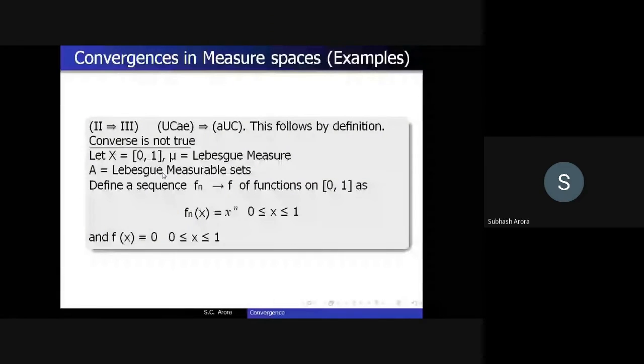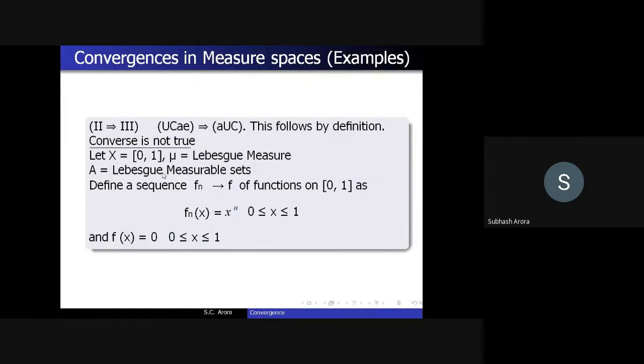Let us observe the reverse implication, that almost uniform convergence may not imply uniform convergence almost everywhere. We again take X to be the interval 0, 1, and mu once again Lebesgue measure.